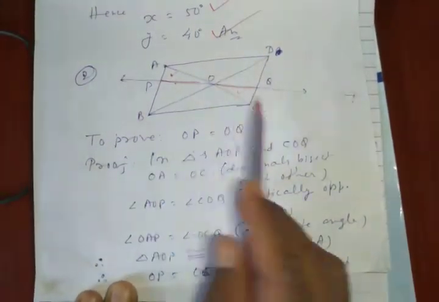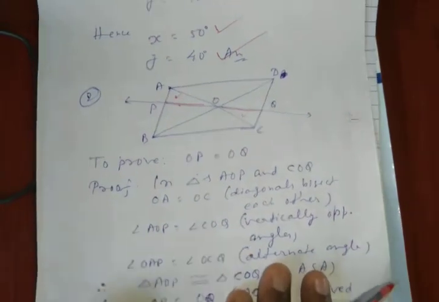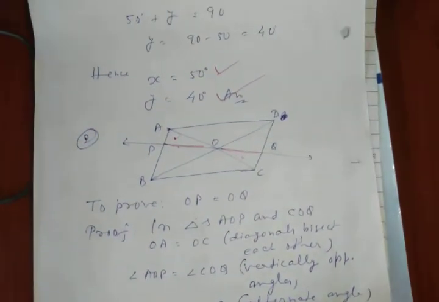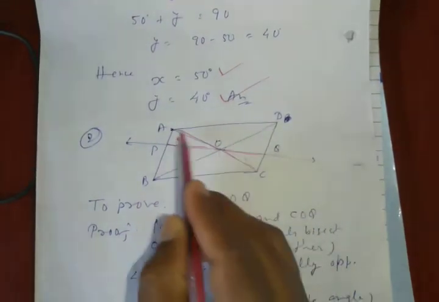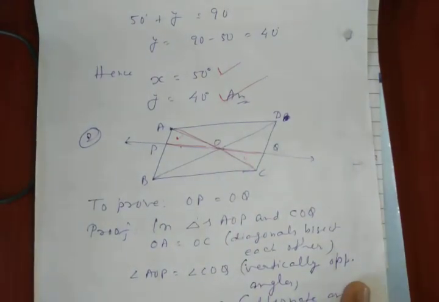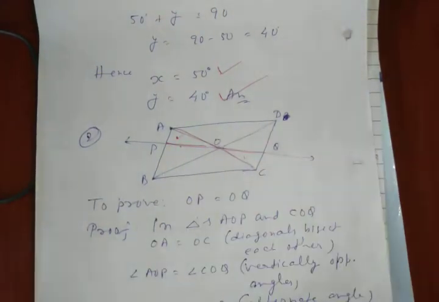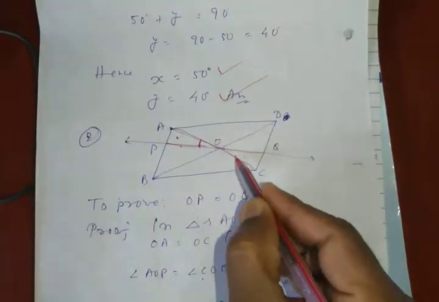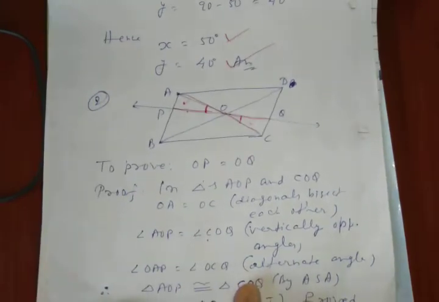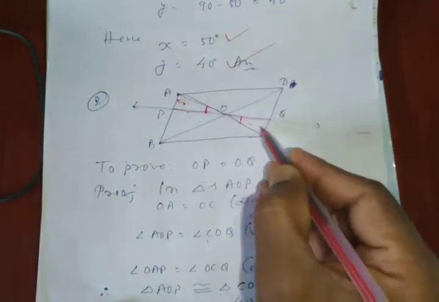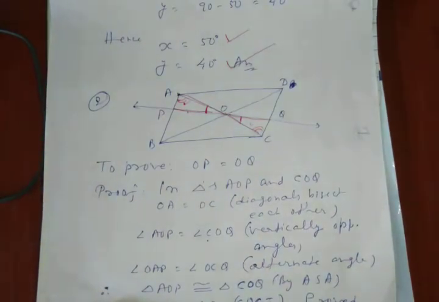In these two triangles, there are three conditions. That is, to prove that the triangles are congruent, you need three conditions here. First is OA equal to OC. Why? Because the diagonals of a parallelogram bisect each other, so they are equal. And angle AOP equal to COP, because these two are vertically opposite angles. And the third one is this angle equal to this angle, they are the alternate interior angles.